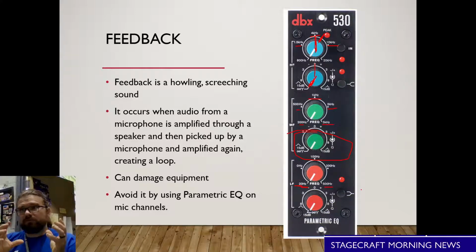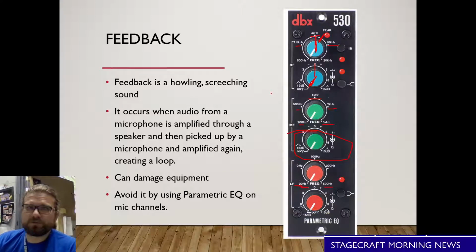So you have 3 parametric EQs that you can adjust. Let's say we have feedback constantly at 1000 hertz. So we'd set this one to 1000, and then we turn this one down. That would kill the feedback.